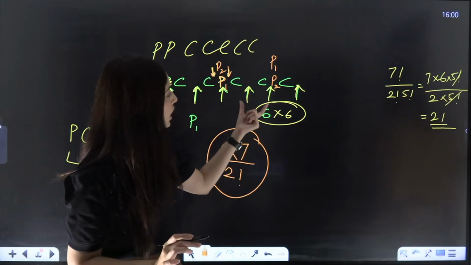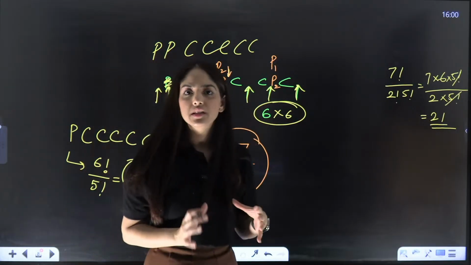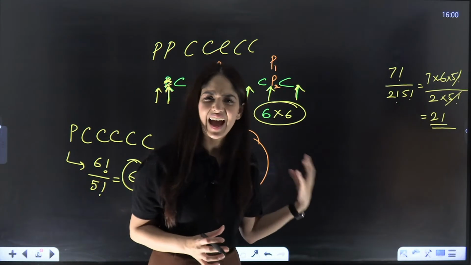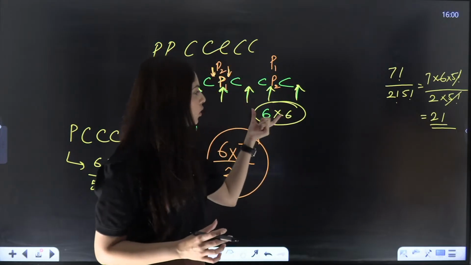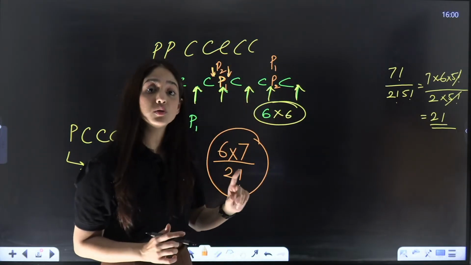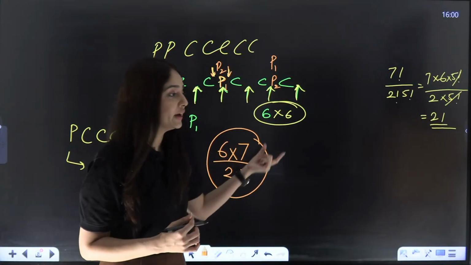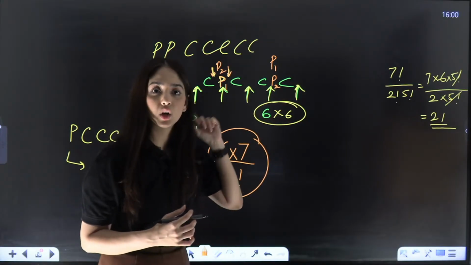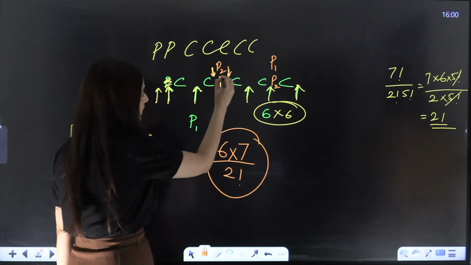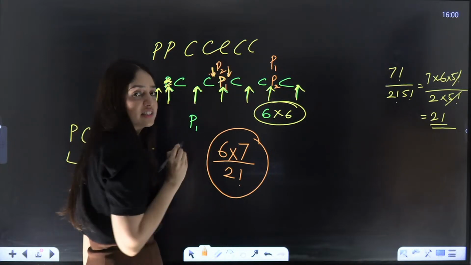Now, why could we not divide this by 2? Why could we not just divide this by 2? Because we had not taken all of them. The total cases were 42. We had not taken all of them because we did not count these 2 as separate.